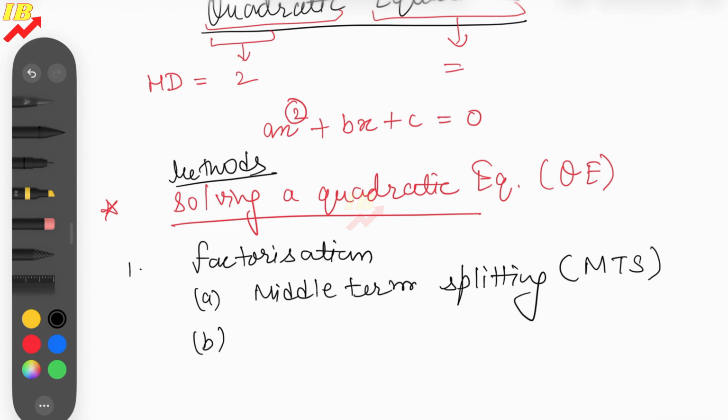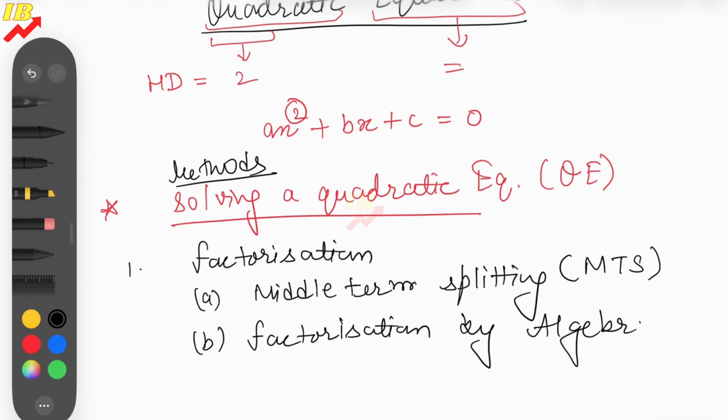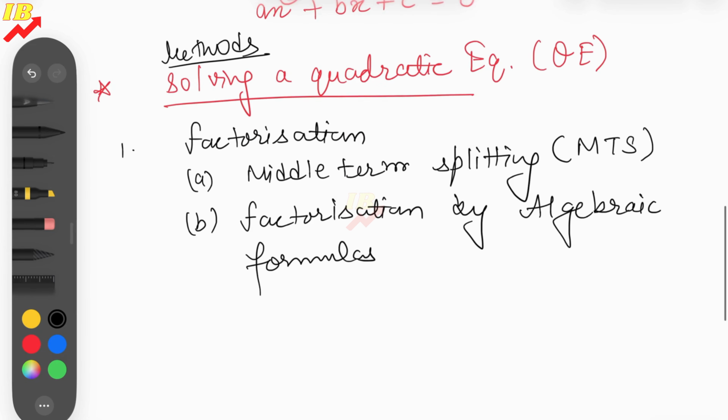Second thing is normal factorization with algebraic formulas. Factorization can be of many types. So these are the two ways which we are going to discuss today. Second one is called completing square method.